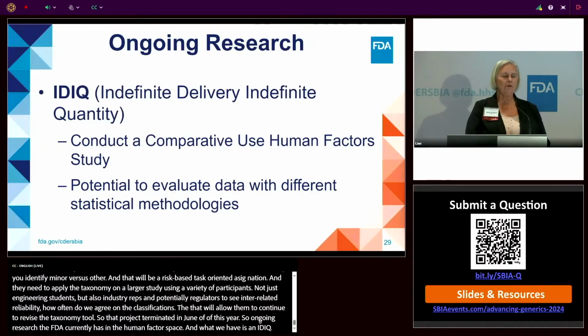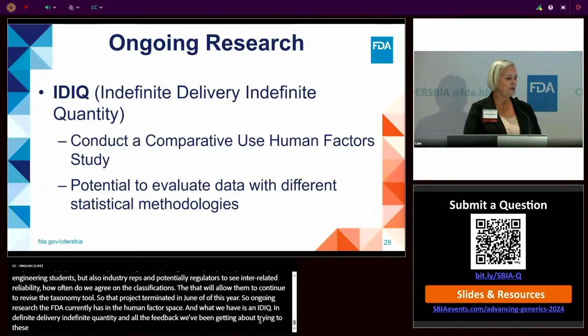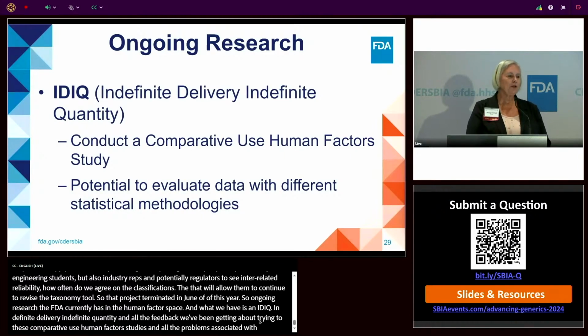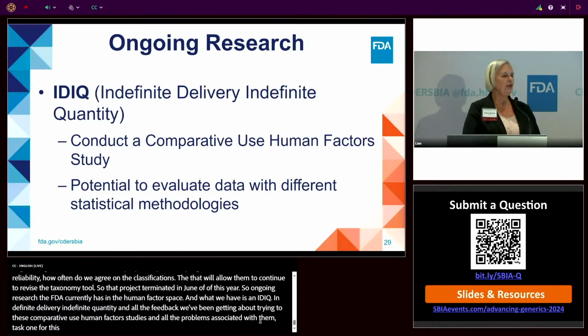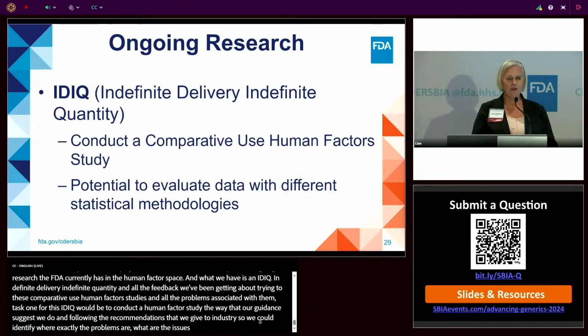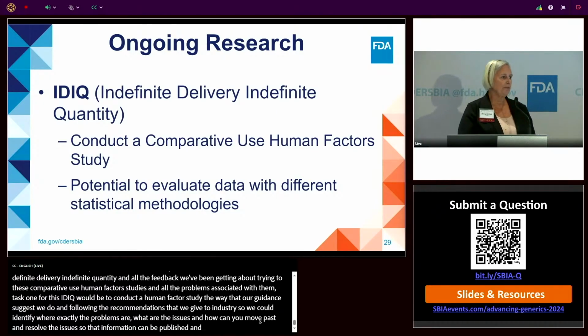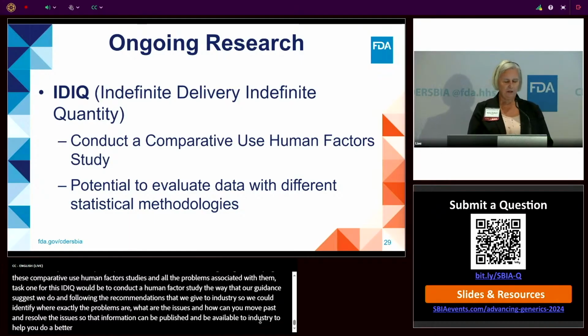And the goal, because of all the feedback we've been getting from the agencies about trying to do these comparative use human factors studies and all the problems associated with them, they decided that task one for this IDIQ would be to actually conduct a human factors study the way that our guidance suggests, following the recommendations that we give to industry, so that we could identify where exactly the problems are, what the issues are, and how you can move past and resolve those issues. That information can be published and be available to industry to help you do a better job conducting a human factors study.